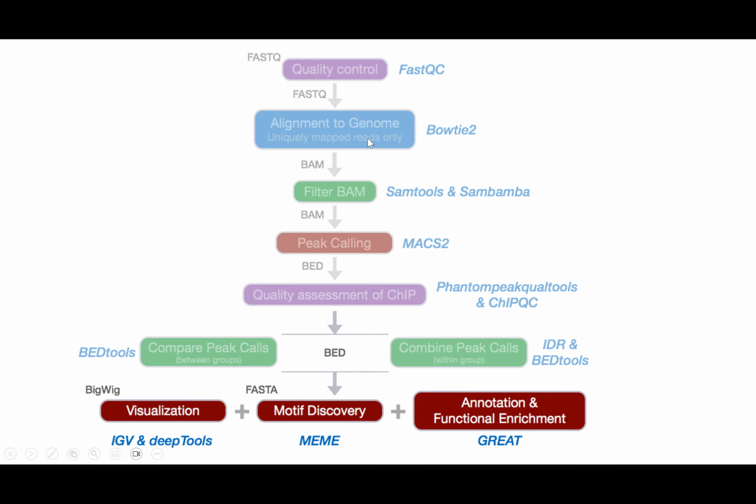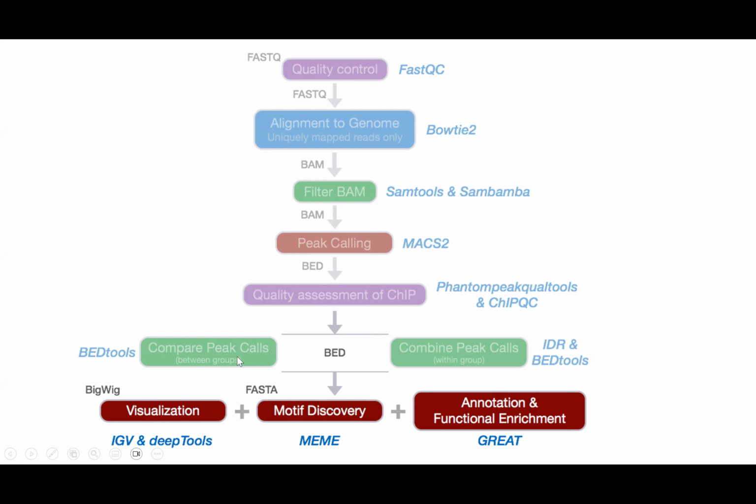You're then going to need to align those to the genome. There might be some sort of filtering. There's what we call peak calling, where we see where there is an abundance of these. There are basically QC steps all along here that I'm not going to talk about much.